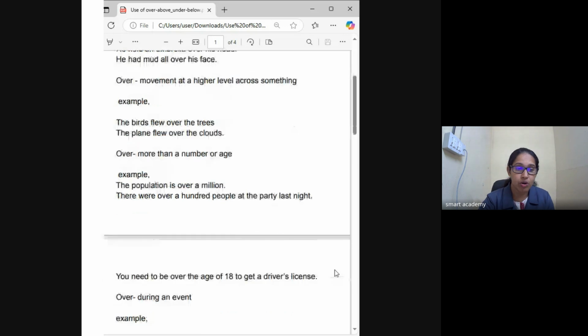Then, you need to be over the age of 18 to get a driver's license. You need to be 18 plus to get a license. You need to be over the age of 18 to get a driver's license. We can use the preposition over for more than a number.